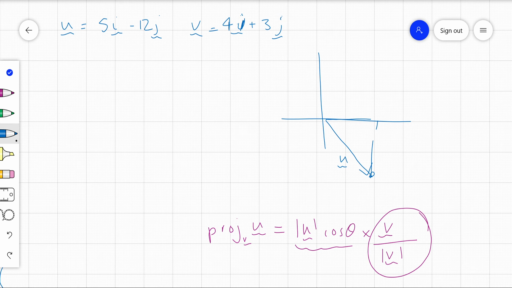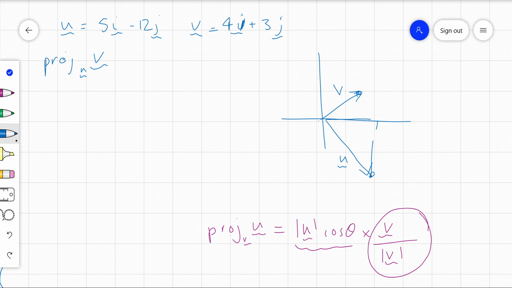And across 4 and up 3, so we'll go here for our vector v. So what are we going to project? Let's project vector v onto u this time.